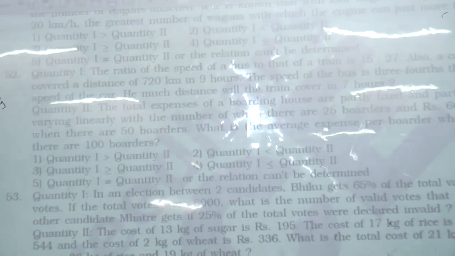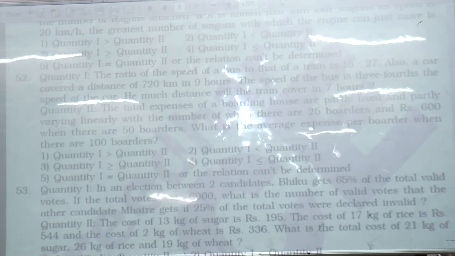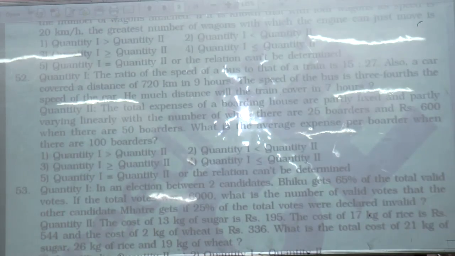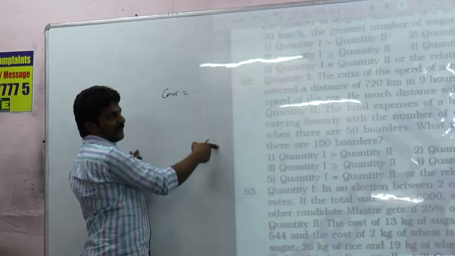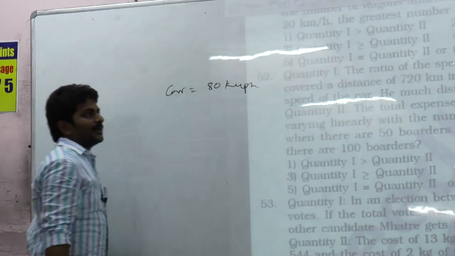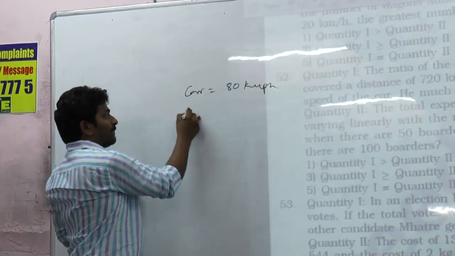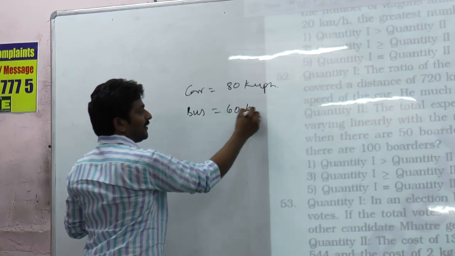Next, 52. The ratio of speed of the bus to that of train is 15:27. Also, a car covered a distance of 720 kilometers in 9 hours. So speed of the car becomes 720 by 9, which is 80 kilometer per hour. The speed of the bus is 3/4 of speed of the car. 3/4 of this number is 60. So bus speed is 60 kilometer per hour.